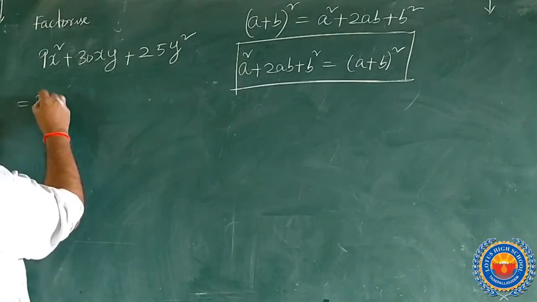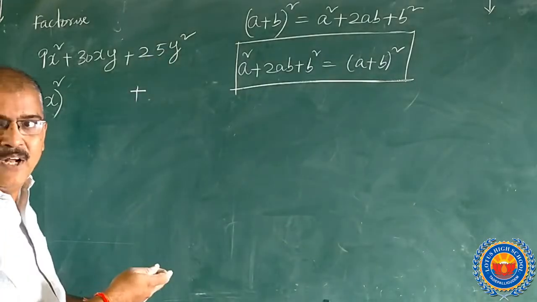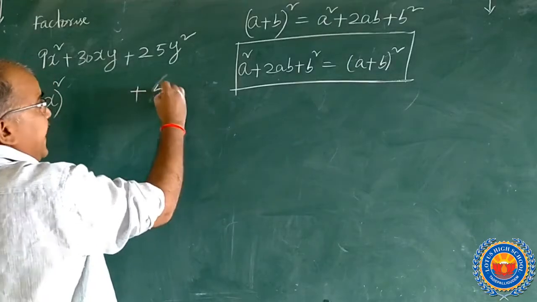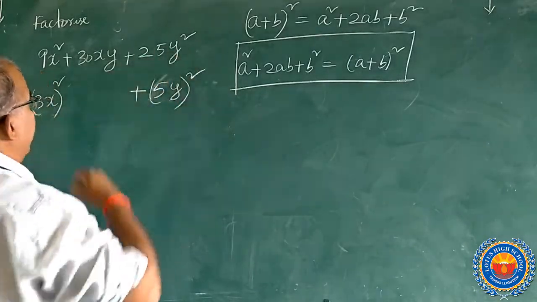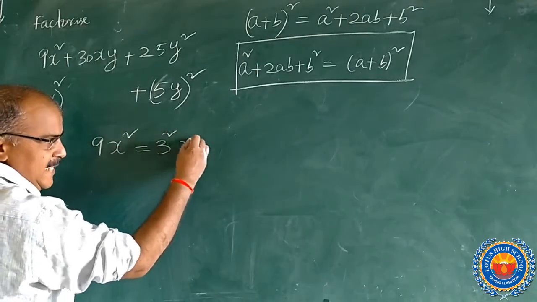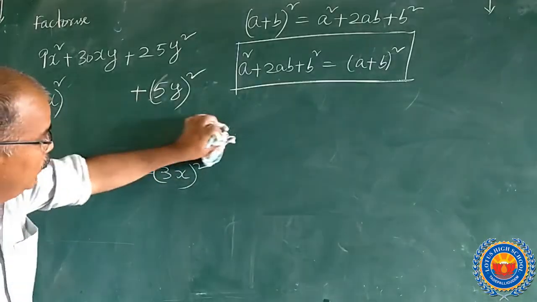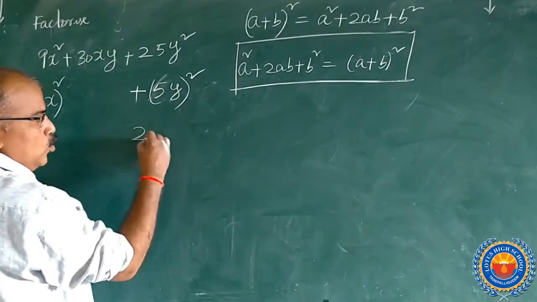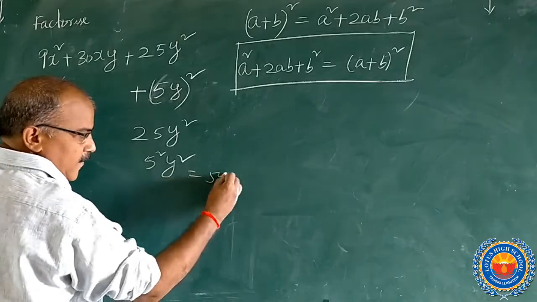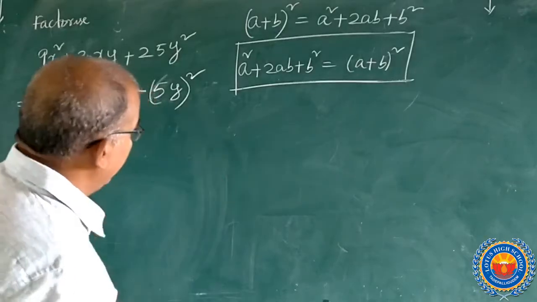Now, the last one, whether it is a perfect square or not, we have to check. Yes, 25 is a perfect square. So automatically, 25y square I can write 5y whole square. Why have I written 9x square like this? 9x square is nothing but 3 square x square, that is nothing but 3x whole square. Like that I have written. Now, coming to 25y square, it is nothing but 5 square y square. That's why 5y whole square.